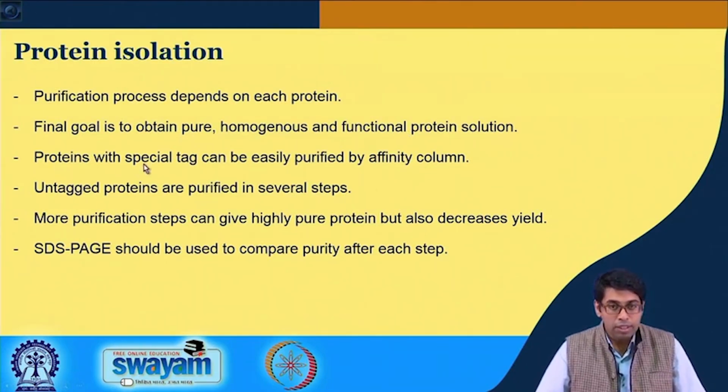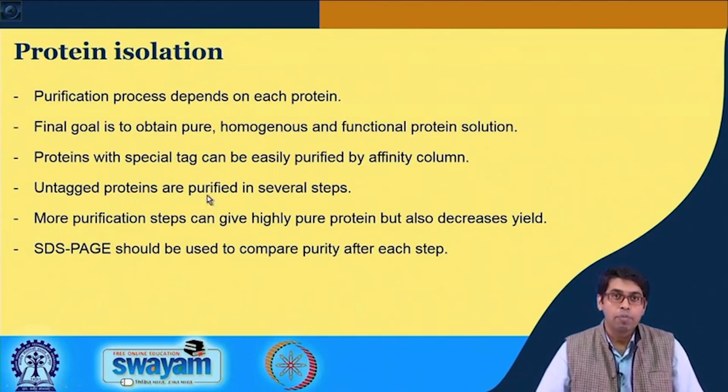Since we can use recombinant DNA technology, we can also introduce some affinity tags to our protein of interest. When that is done, protein isolation becomes much easier. A special tag is attached to the protein, either to its N terminus or to its C terminus, and then an affinity column is used to purify such proteins. We will see one example of such affinity purification. But in many cases, it is not practically possible to attach such affinity tags. So, such untagged proteins need to be purified using several methods.